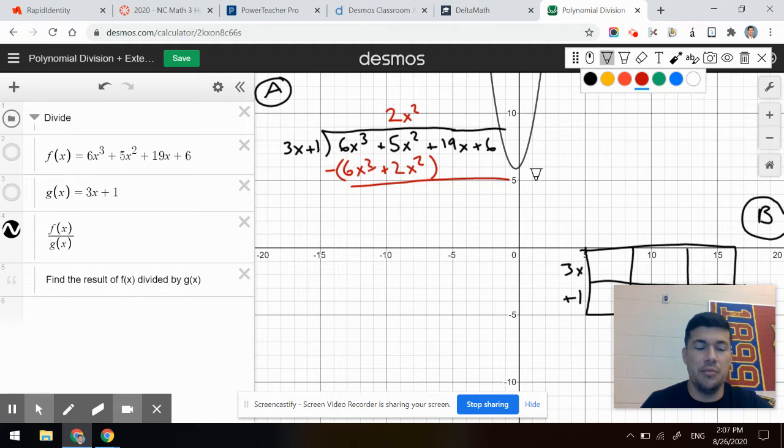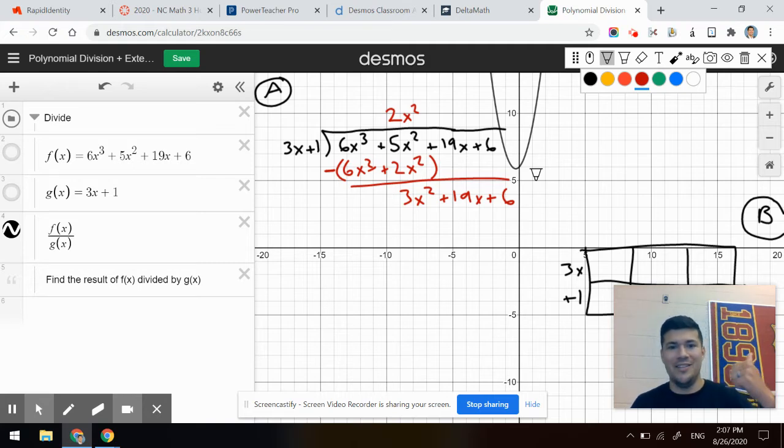6x cubed minus 6x cubed is 0. 5x squared minus 2x squared is 3x squared. All right, pay attention because this is in parentheses, so you have to subtract it. That's why my subtraction is outside. That's 5 minus 2, gives me 3. All right, I did not subtract anything from 19x and 6, so I have 19x plus 6. That's round number 1. Rinse and repeat.